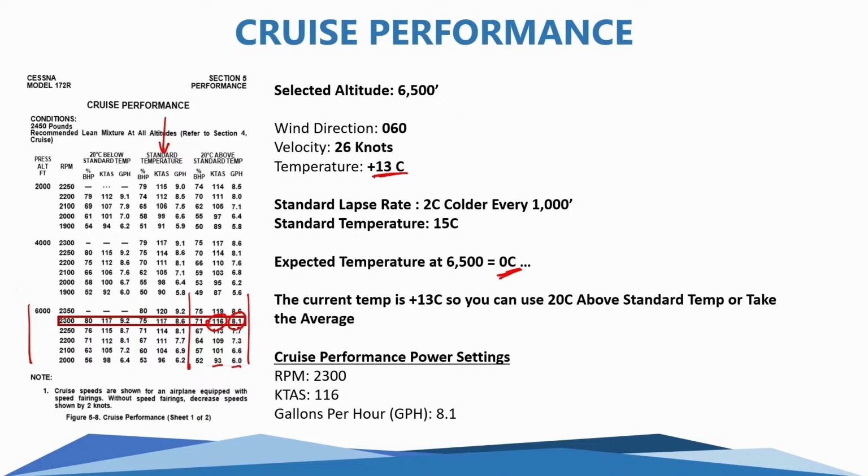So what we're going to write down from this information is our cruise performance settings. So we've got 2,300 RPMs as a selection. We're going to go 116 knots, which is going to be our true airspeed. And then we are going to burn 8.1 gallons of fuel.